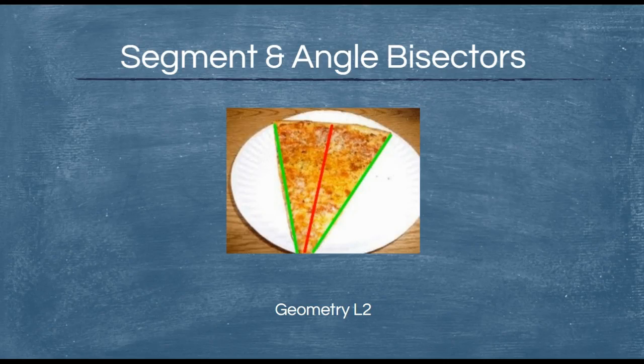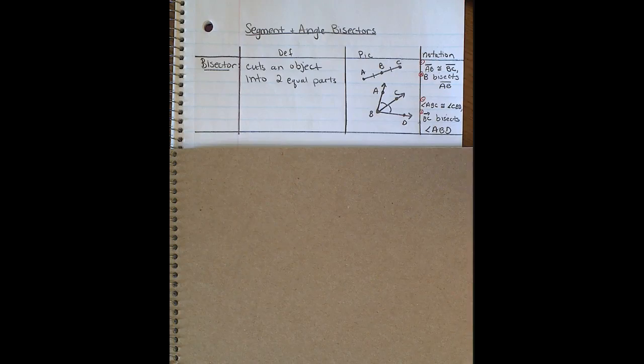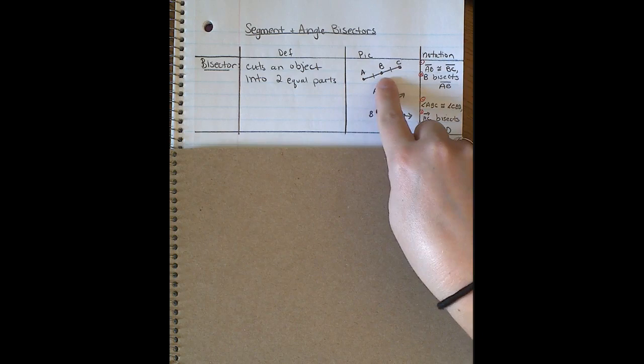Hey there, this video is about segment and angle bisectors. This video is going to seem very similar to the video you watched regarding a midpoint because a bisector has very similar meaning. A bisector cuts an object into two equal parts. You can see right here for a segment bisector, essentially it's the same thing as a midpoint.